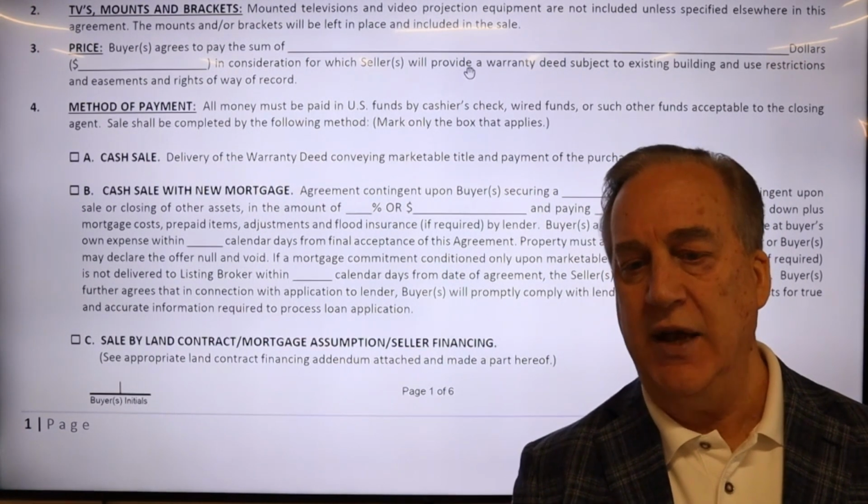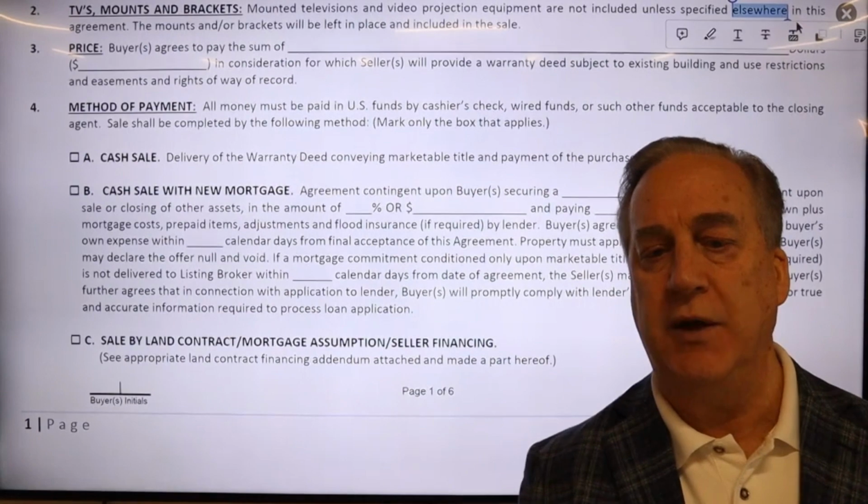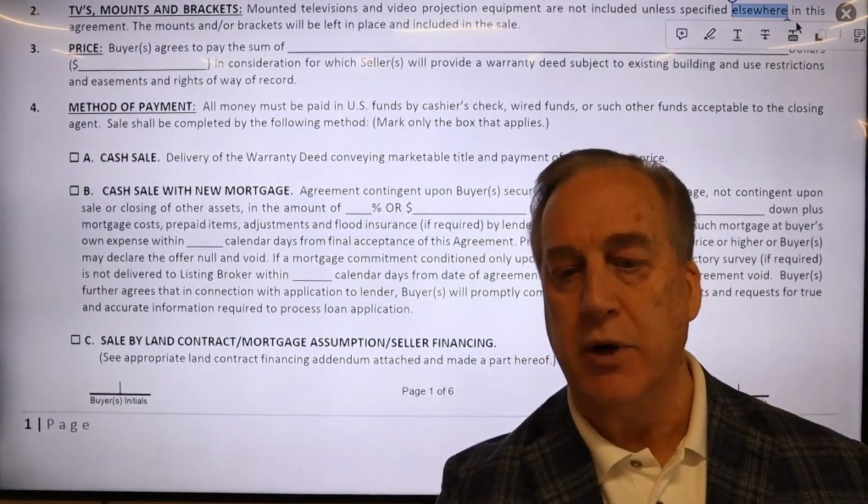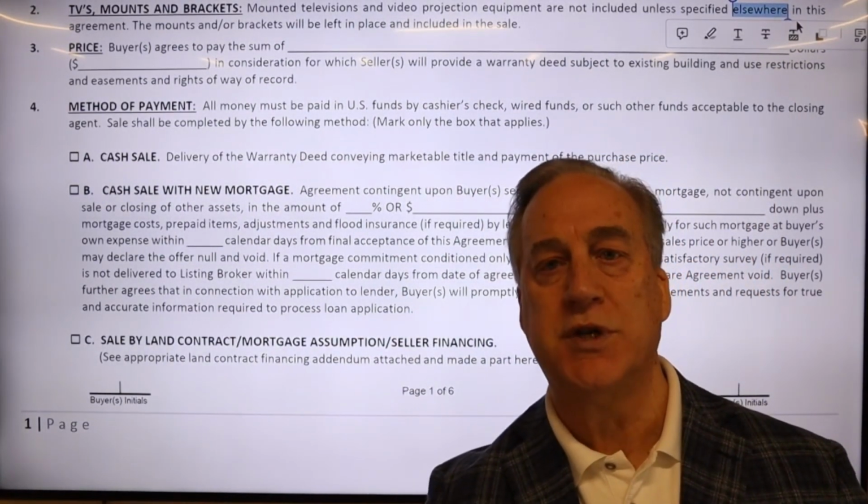So gang, that is page 1 of the purchase agreement. I'm going to let you take a brief break, and we'll see you in just a few.